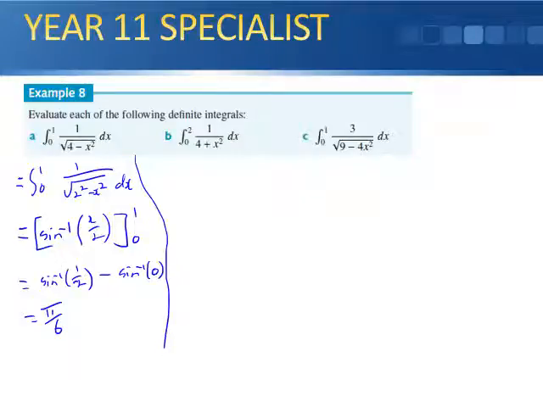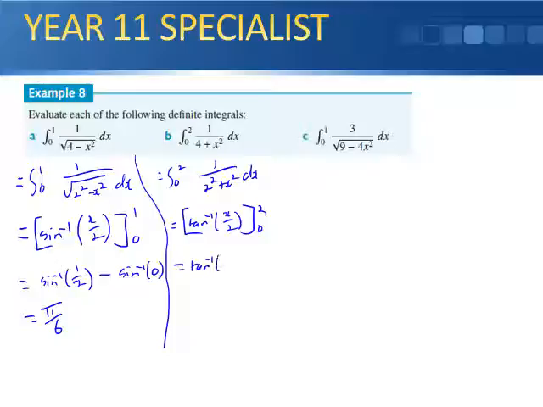For B, I have the same thing. The integral from 0 to 2 of 1 divided by 2 squared plus x squared dx, which means I have inverse tan of x divided by 2, and this is between 0 and 2, which gives me tan to the negative 1 of 1 minus inverse tan of 0, which is going to give me pi on 8.